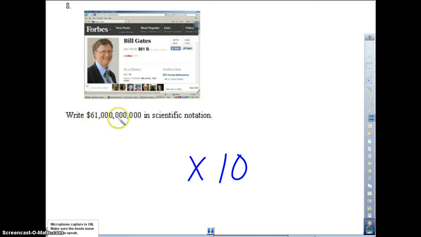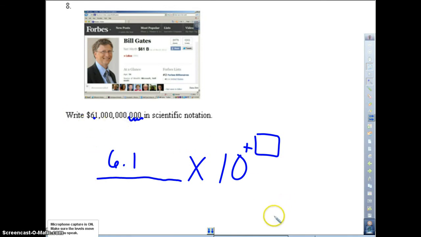This is a very large number, so the exponent on my 10 is going to be positive. The factor out front has to be between 1 and 10. So I'm going to pick up this decimal point and I'm going to move it right here. So I get 6.1. Now your exponent, you just count how many places you moved it. Be careful. This is where kids make mistakes. So now count it over. See how far it takes you. That number goes right here.